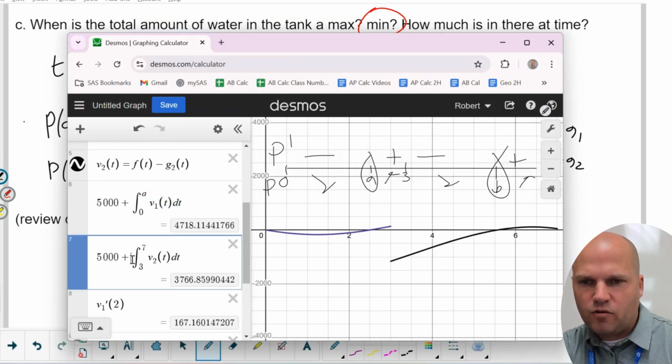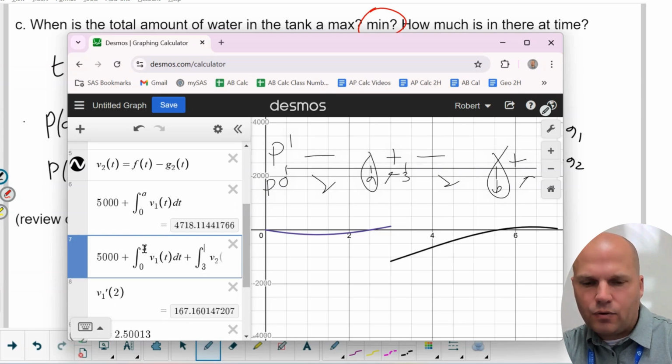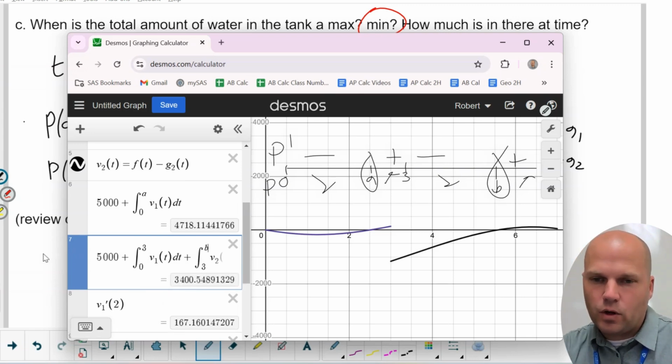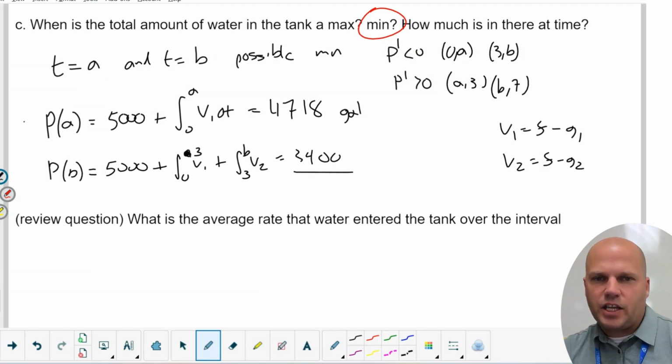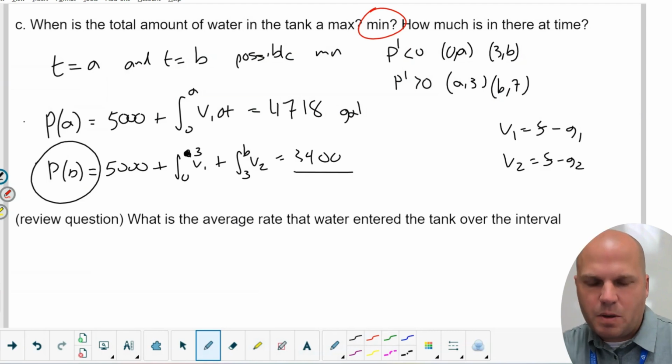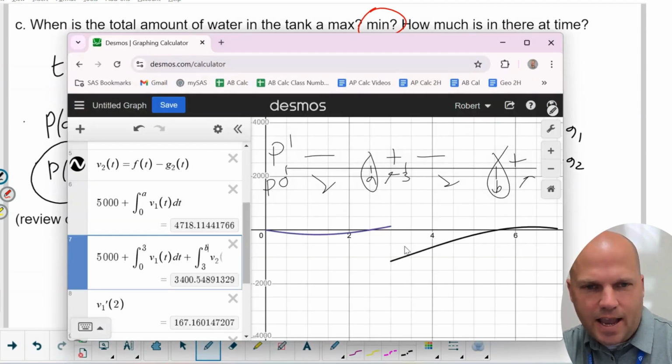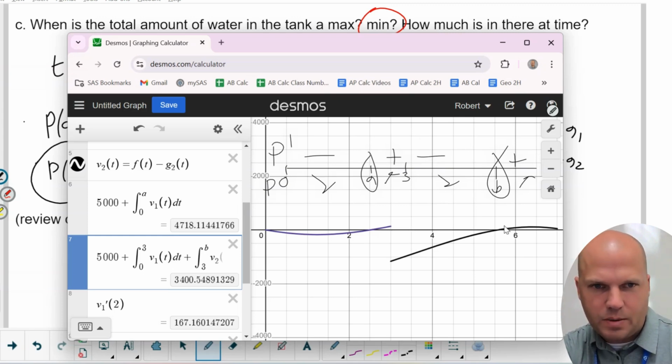I have to accumulate all of my velocity from 0 to 3. And then I have 3 to B. 3,400. This one kind of makes sense based on looking at the graphs. This is going to be my winner. This is going to be my min. Why? Because I can see the area under my velocity, which shows me the displacement, shows me there's a lot of volume decreasing. My position is decreasing a lot from 3 to B, not because of the interval, but because of the area.